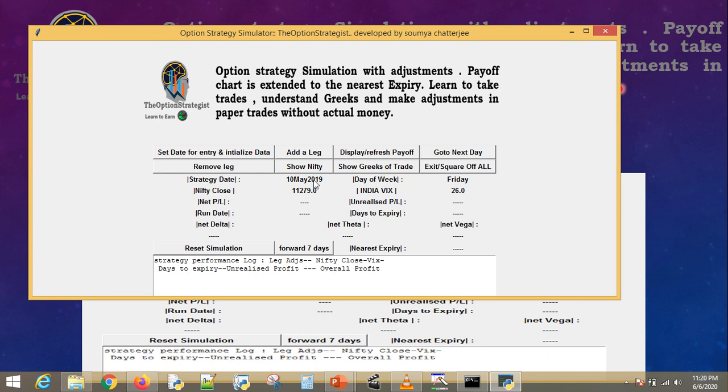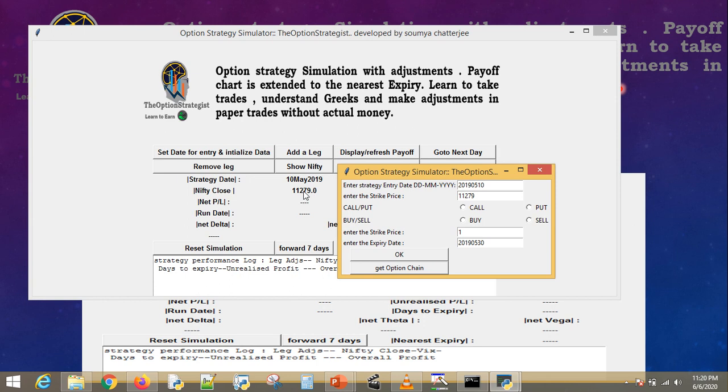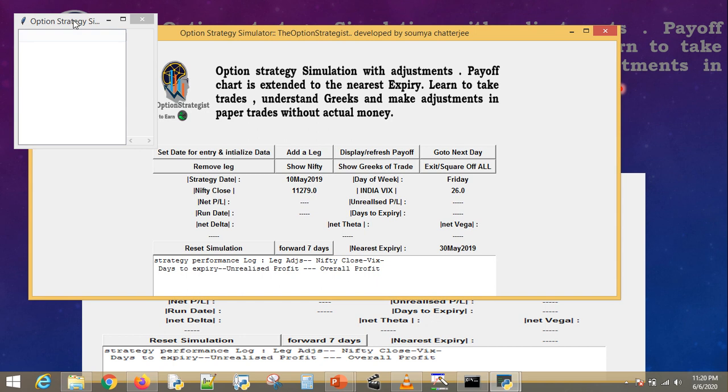The next thing is that we'll set up the legs of the iron condor. As the Nifty is 11,279, we'll set 12,000 as our call sell. And we'll probably set something nearer, 11,500, as our sell strike. We'll set quantity 1, and we'll sell the monthly options, which we'll set as 30th May 2019, and we'll set OK. Now if you want to see the Greeks of the trade, we'll calculate this.